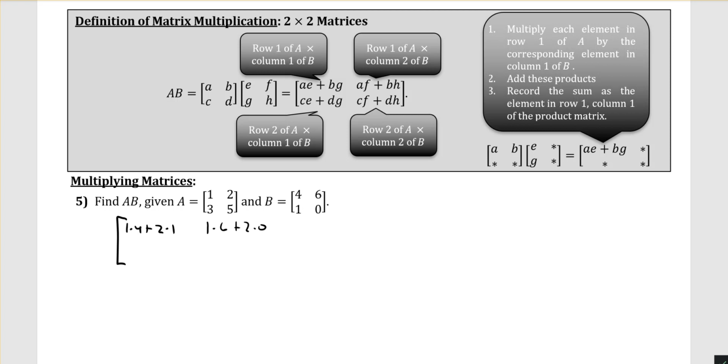Now I'm going to go back and I'm going to say, well, I'm looking at the second row, first column. So it's going to be 3 times 4 plus 5 times 1. And finally, second row, second column, 3 times 6 plus 5 times 0. So when I do that, I end up with 6, 6, 17, and 18. And there's my answer.